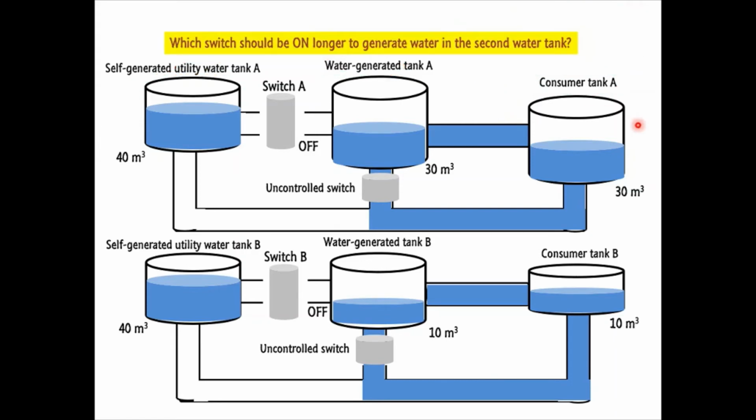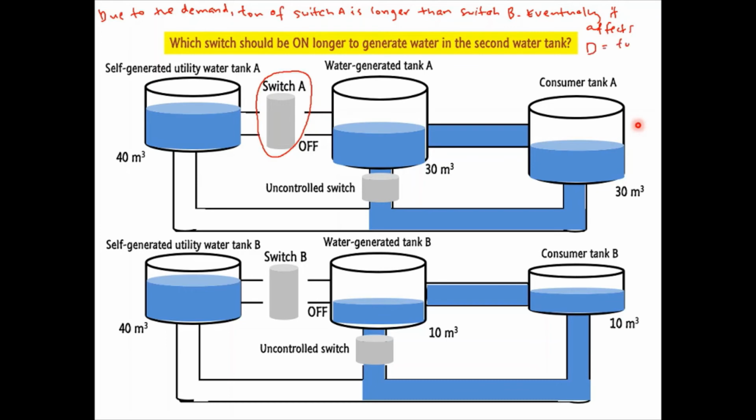Based on your observation, which switch should be on longer to generate water in the second water tank, where this water reflects the consumer's demand? The answer is A. Due to the demand, the turn-on time of switch A is longer than switch B.